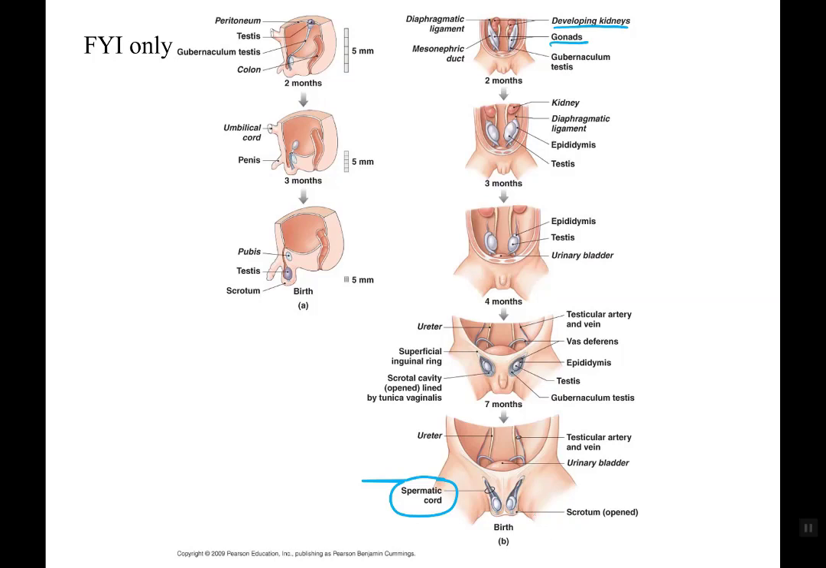So here's at birth, and the penis has been removed so you can see the testes. So what's supposed to happen is that the testes are supposed to crawl down the posterior body wall and then go out through the inguinal canal and into the scrotum. If that does not occur, we get a condition called cryptorchidism.